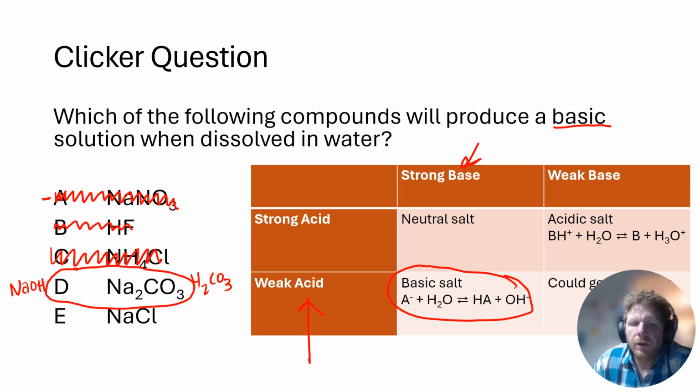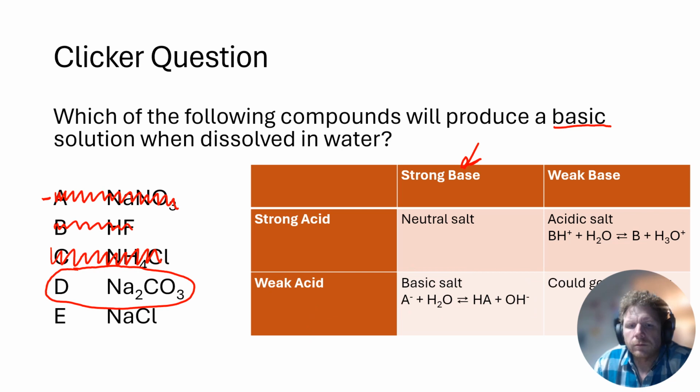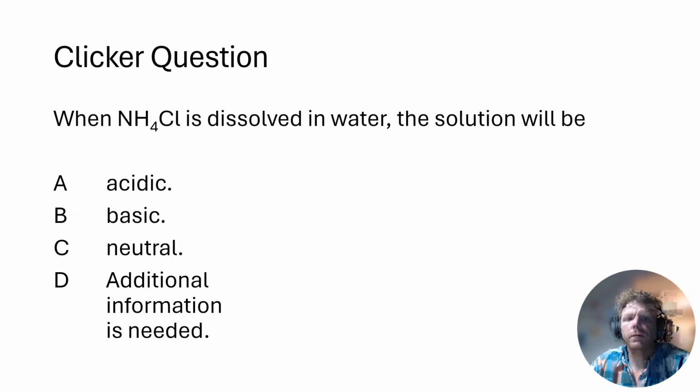Okay, last but not least is going to be NaCl. Na is from sodium hydroxide and Cl is from HCl. That's a strong acid mixed with a strong base. Those are going to cancel one another out. We're dealing with a neutral solution. So D, Na2CO3, is our correct answer.